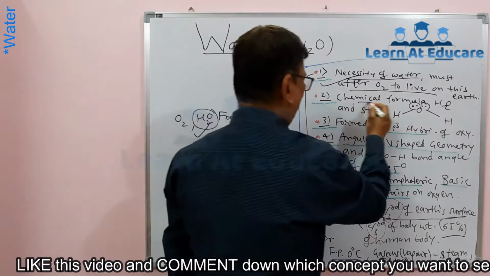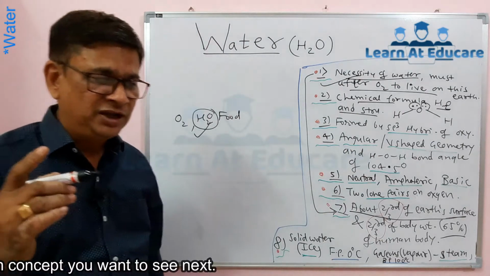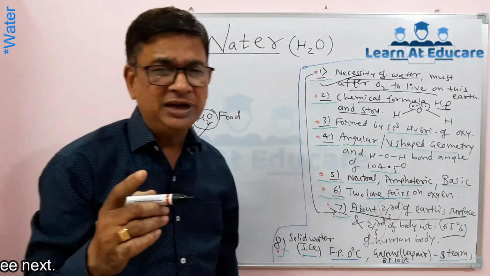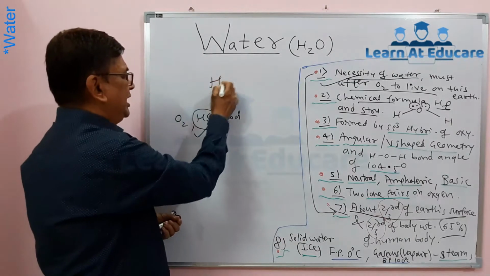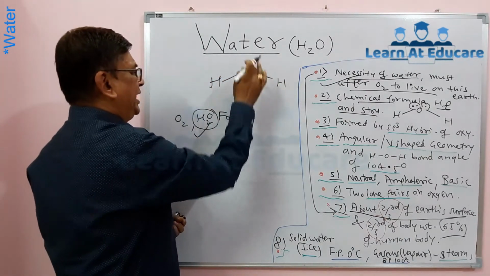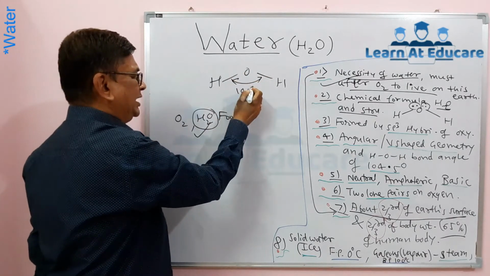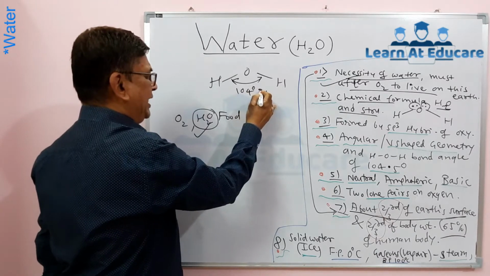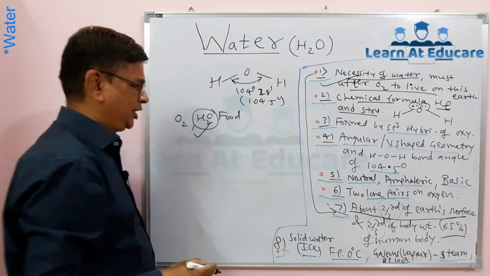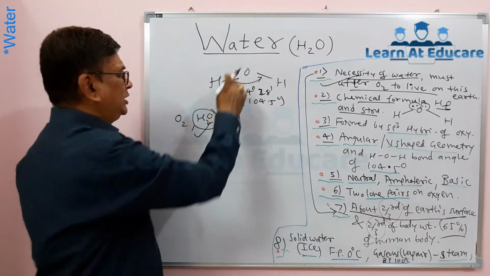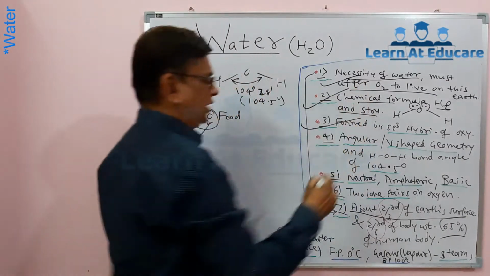The chemical formula of water we already know, that is H2O, and it means one water molecule contains two hydrogen atoms and one oxygen atom with such a structure, and that structure is HOH, an angular structure. This is inverted V shaped with a bond angle of 104 degrees 28 minutes, or it is approximately taken as 104.5 degrees. Water is formed by the sp3 hybridization of oxygen.